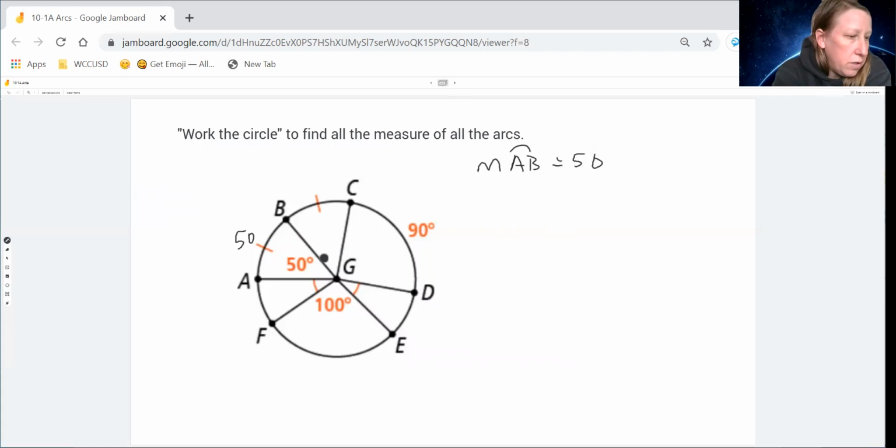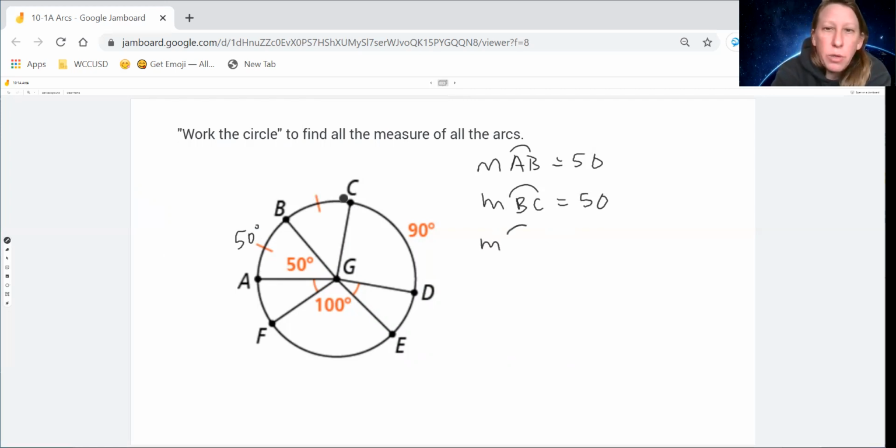How about the measure of arc BC? How much is that? Well, there's a little marking here, and there's the same marking here. So guess what? They're congruent. Arcs can be congruent. Arc AB is congruent to arc BC, so they are both 50 degrees.